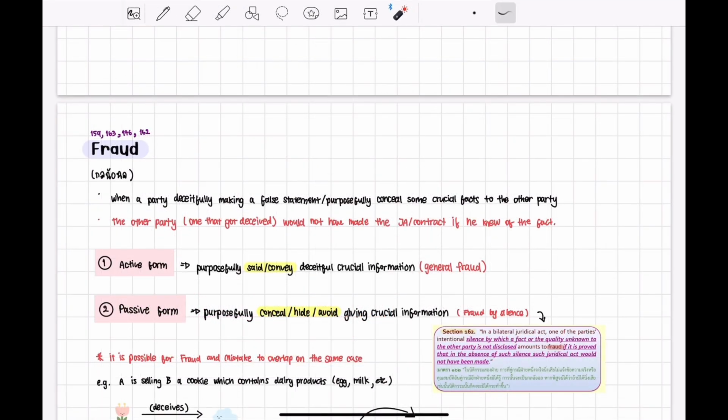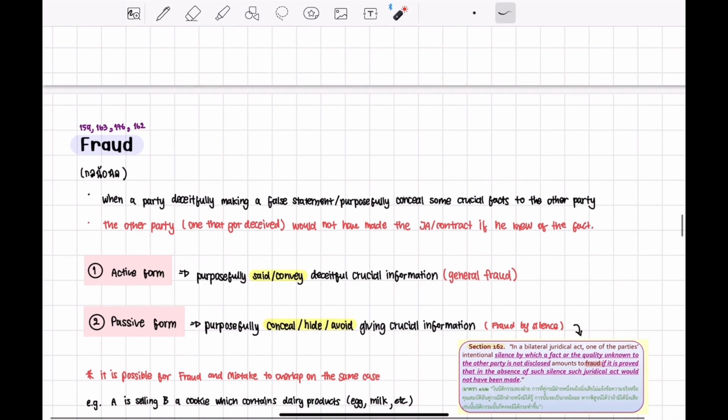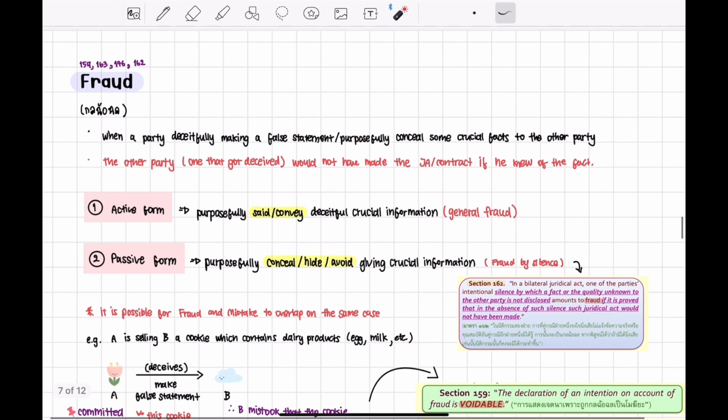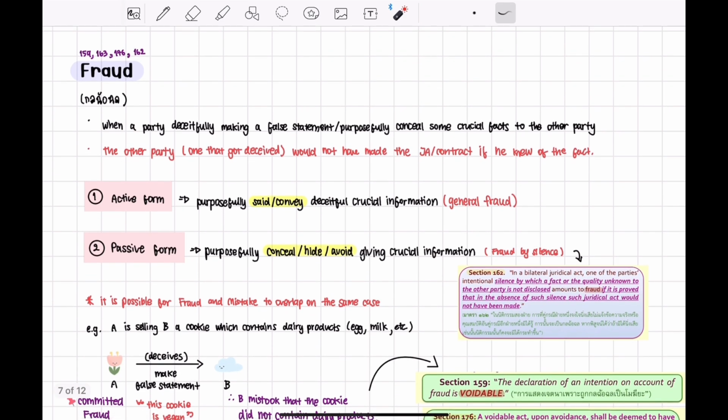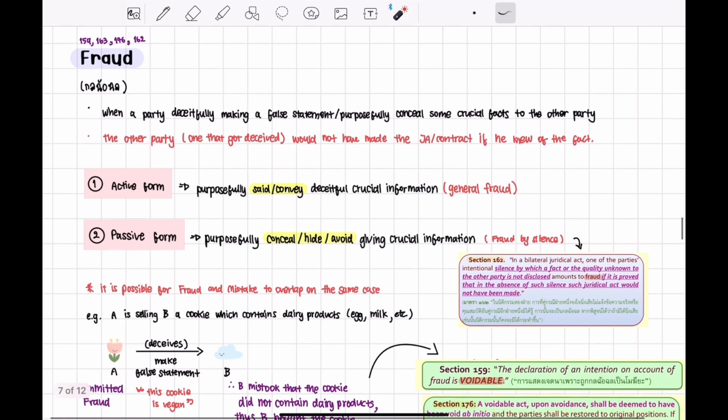Next is fraud or coercion. The legal provisions relating to this topic are sections 159, 163, 176, and 162. A fraud happens when a party deceitfully makes a false statement or purposefully conceals some crucial fact about the contract from the other party, and the other party, the one that got deceived, would not have made the JA in the first place if he knew of the fact.